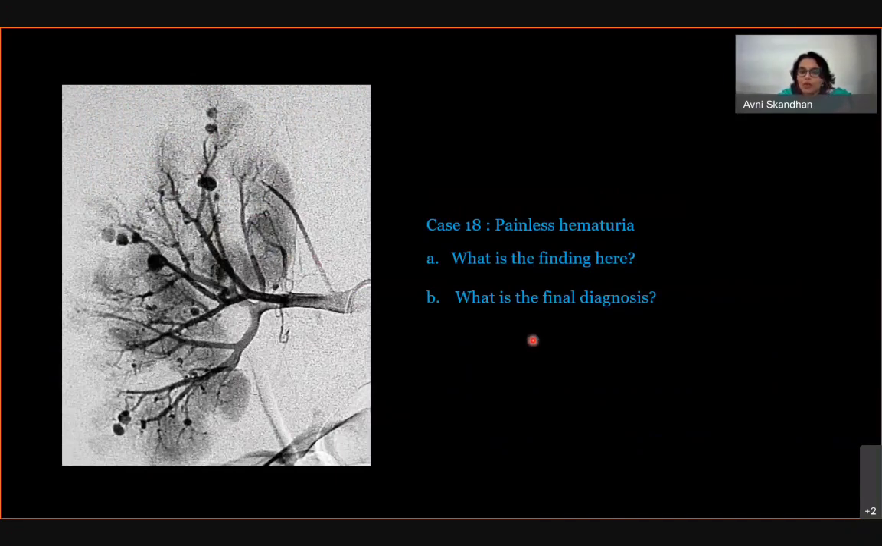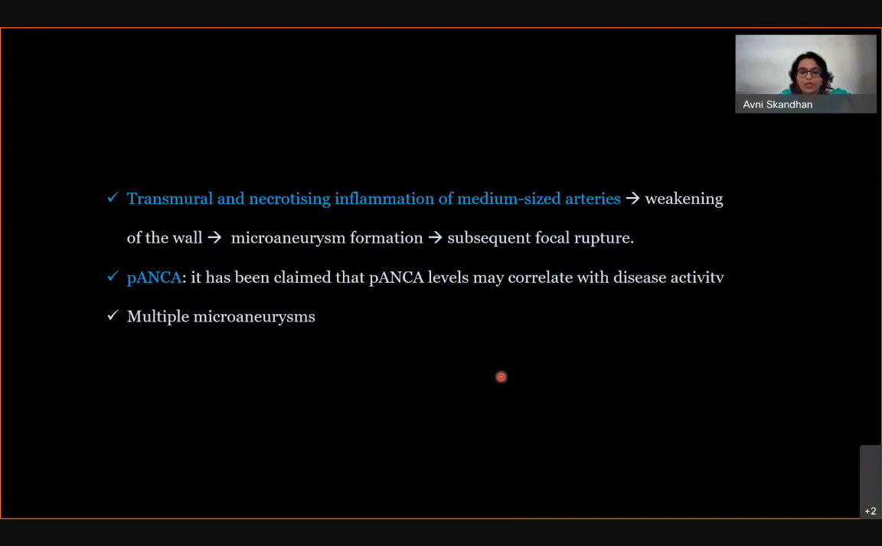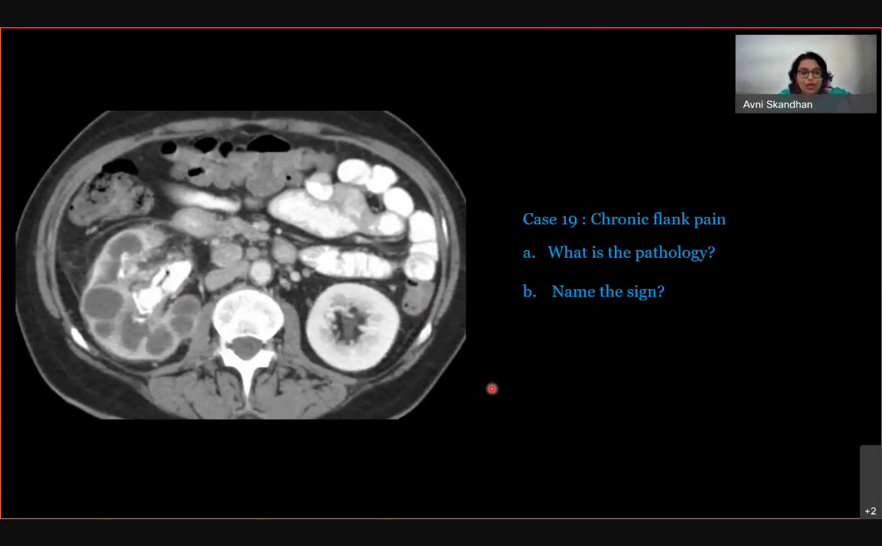Okay, so this is a patient who has painless hematuria. What is the finding? Very good. So it is polyarteritis nodosa. And what is the lab parameter that you're going to look for here? Something, a single thing. Very good. It is the P-ANCA that will give you a diagnosis and tell you how the disease activity is. So it can prognosticate the disease also.